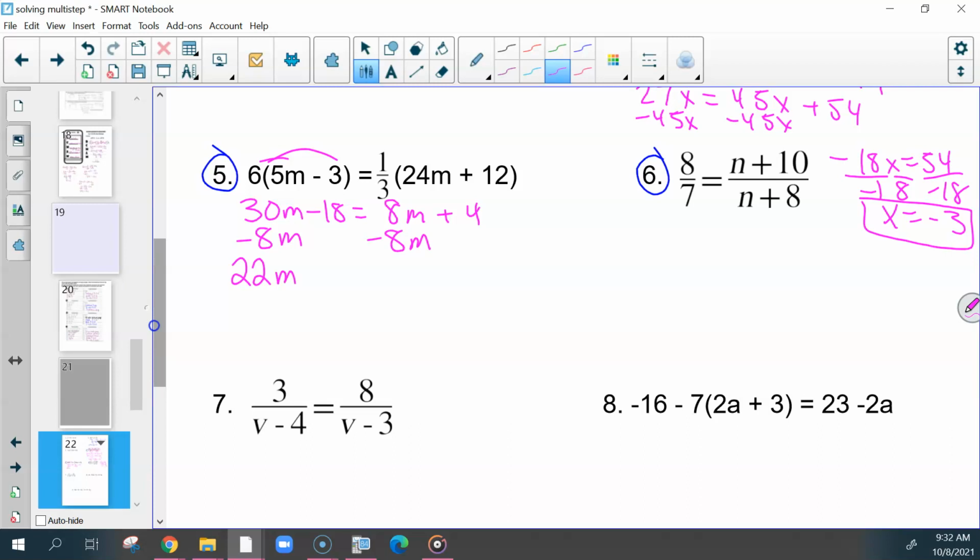Remember, we don't call each other dumb. That's a bad word. So that would give us 22m minus 18 equals 4. Wait, that equals 22. Did I do math wrong? That happens, but see, I'm a little slow at times. No, you're fine.